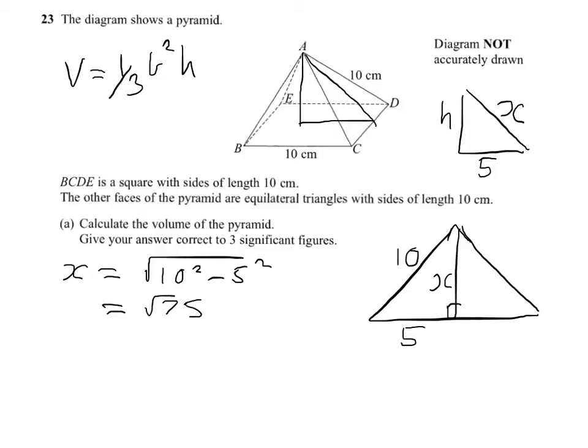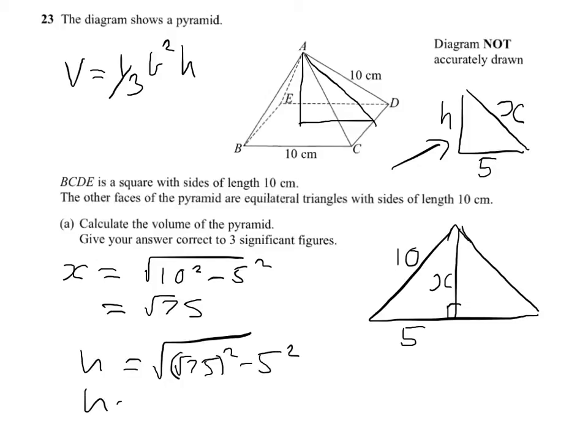So now we know that x is square root 75, we can find h. H will equal, and if you look over here, h is one of the small sides, so it will be the square root of the hypotenuse, which is x squared, square root 75 squared minus 5 squared. And the square root 75 squared is 75, so we've got square root of 75 minus 25, so h equals square root 50.